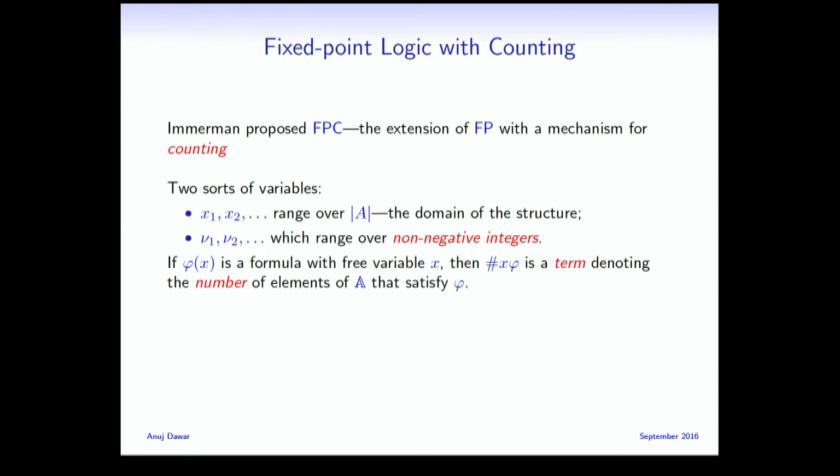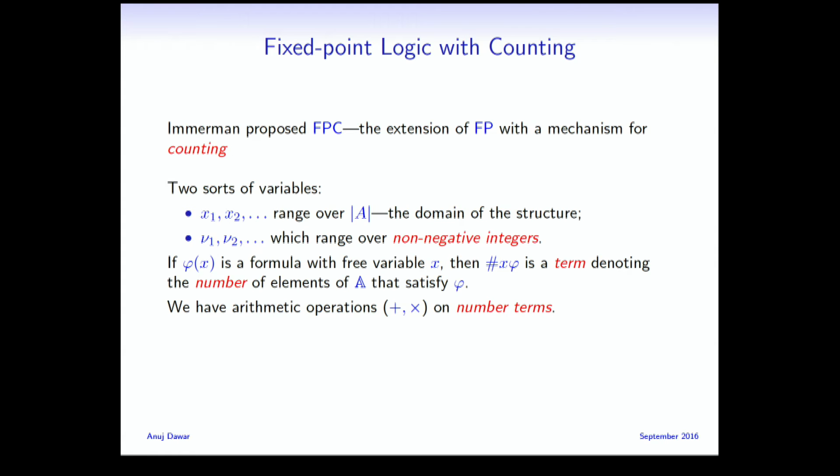If we have a formula with a free variable x, and now x can actually be a variable of either type, we can form a term which refers to the number of elements in A which satisfy it. So the number of elements x such that phi is true of x. Okay? This is to be interpreted as the number of elements. So we have variables which range over numbers. We have terms which range over numbers.